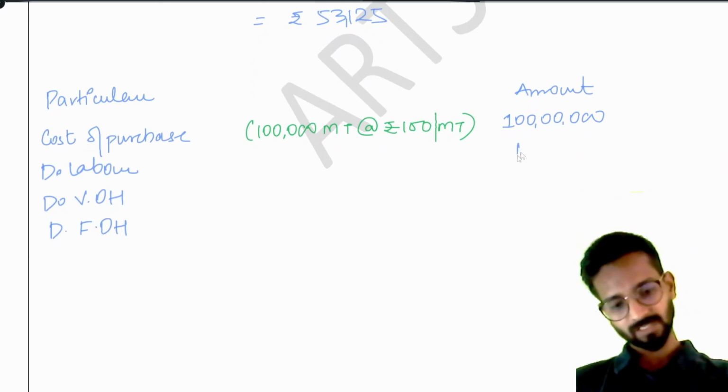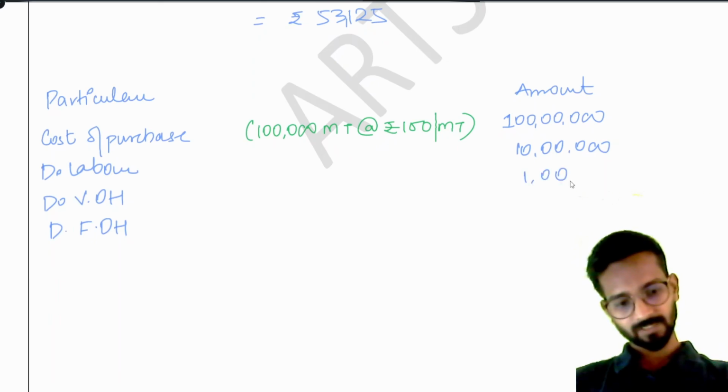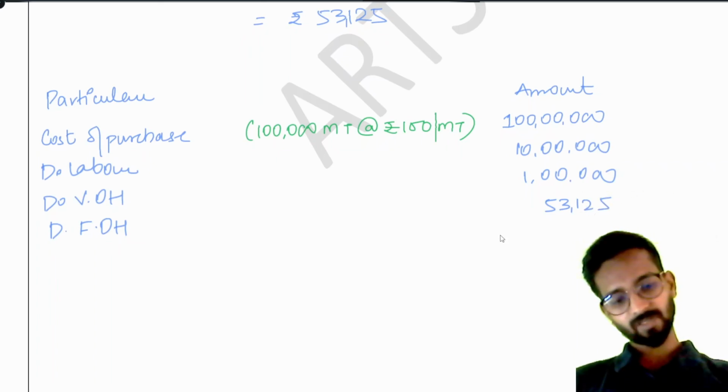Direct labor was how much? 10 lakhs. Direct variable overhead was 1 lakh. And direct fixed overhead we calculated as 53,125. Okay, I would recommend to please take the printout and then see the video. It will be more helpful for us.